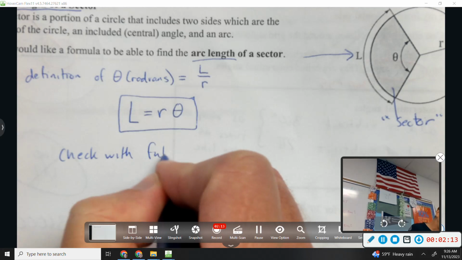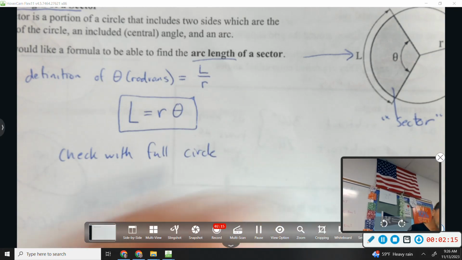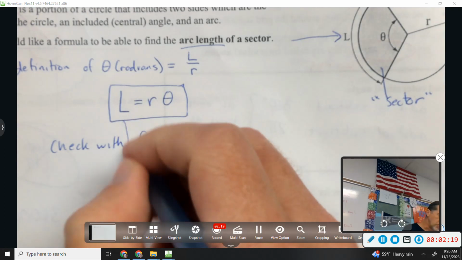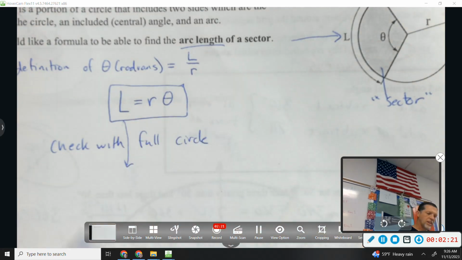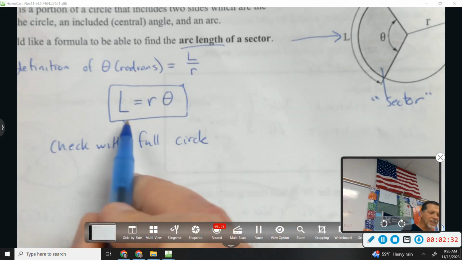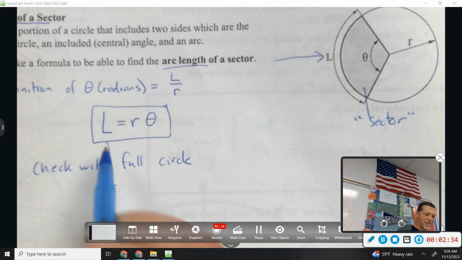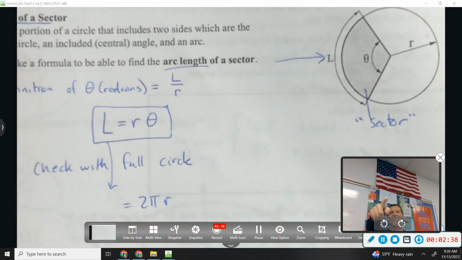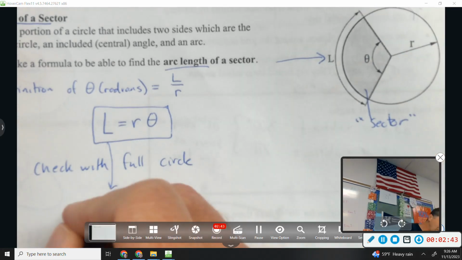By the way, you could check that with a full circle, because you know how far around is a full circle. Pi r squared is the area of a full circle. 360 is the degrees around. What do we call the length all the way around? That's what I'm looking for. Circumference.